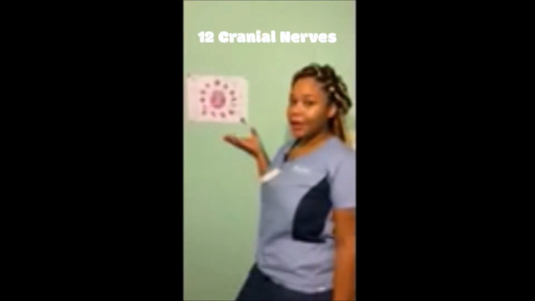And the next part of this video will be about the 12 cranial nerves. But now we're going to get into the first 6. So first we have the olfactory nerve. The olfactory nerve transmits sensory information to the brain about the smells that we smell. Next we have the optic nerve. The optic nerve is a sensory nerve that transmits to the brain what is being seen.